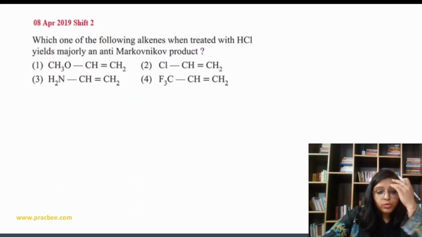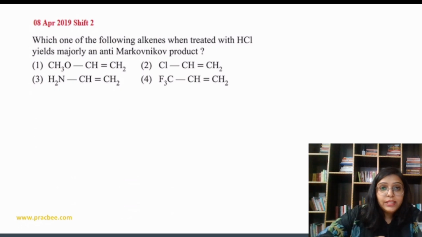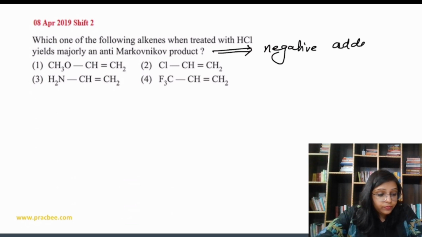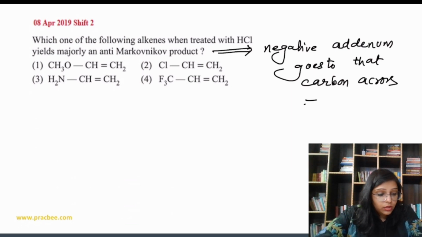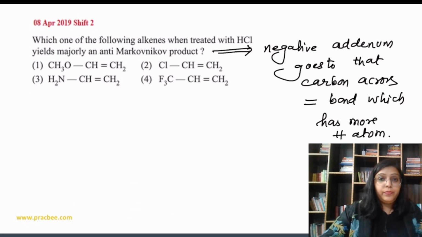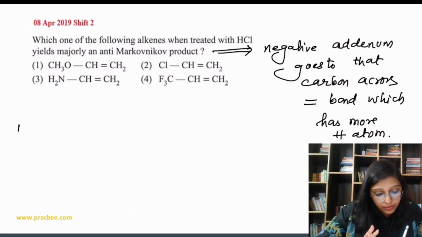Now moving on to the next question. Which of the following alkenes when treated with HCl yields majorly an anti-Markovnikov product? Anti-Markovnikov product means negative addendum goes to that carbon across double bond which has more hydrogen atom. ठीक है, so basically in the Markovnikov, if we see in the Markovnikov, we have to form carbocation.